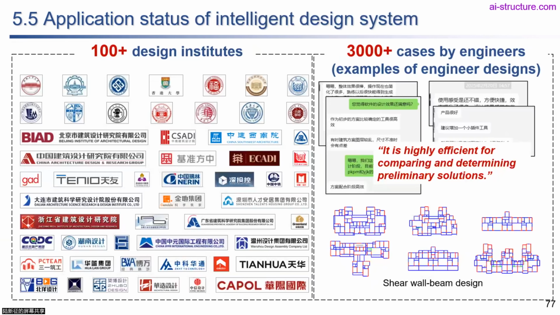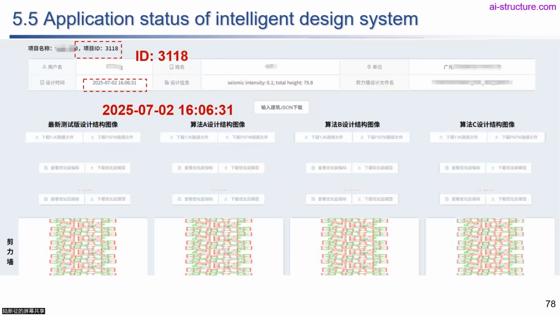And this platform has been used by hundreds of design institutes, and has already been used in more than 3,000 real design cases in the real world. So if you look at AI as a real world engineer, it has designed more results than any engineer in the world now. Here is a case from when I prepared this slide. This is case number 3,118 designed by AI. It finished at this time, and this is the designed shear wall.